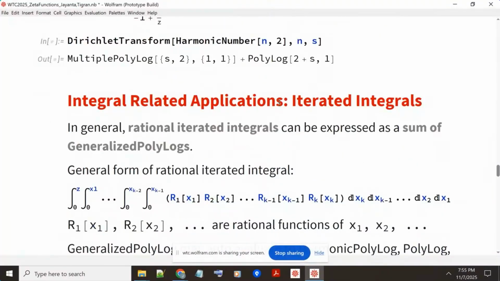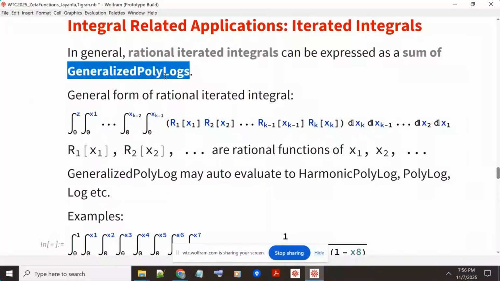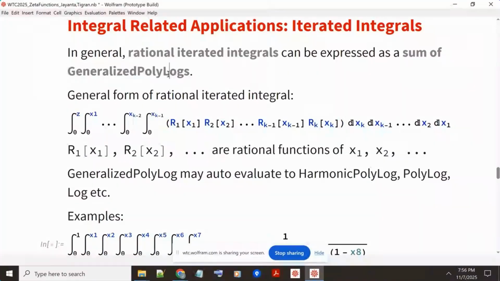So the main one is what is called the iterated integrals. And now we are able to compute this type of rational iterated integrals. This means these are all rational functions of x1, x2, and so on. And the iterators have some specific pattern, as you can see. It can be shown that, except in the degenerate cases, this can be written as a sum of generalized polylogs. And of course, the generalized polylogs may auto-evaluate to some other functions like harmonic polylog, polylog, log, multiple zeta, and so on.